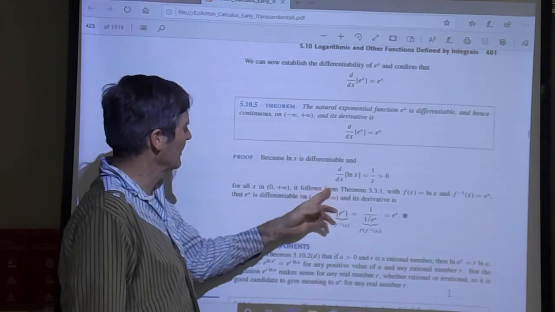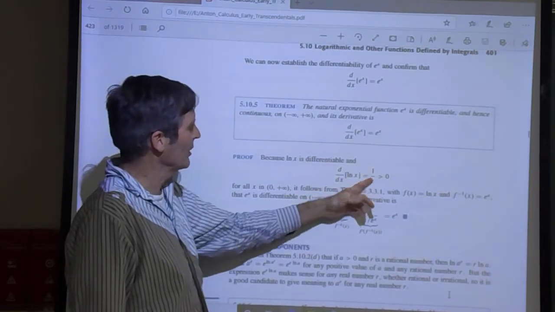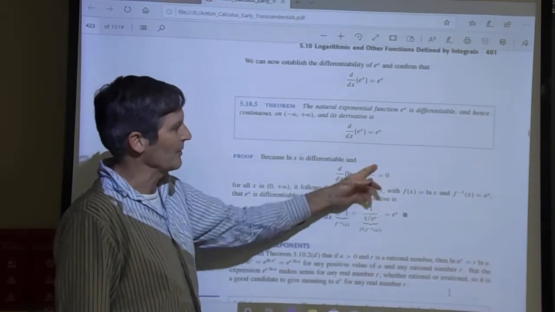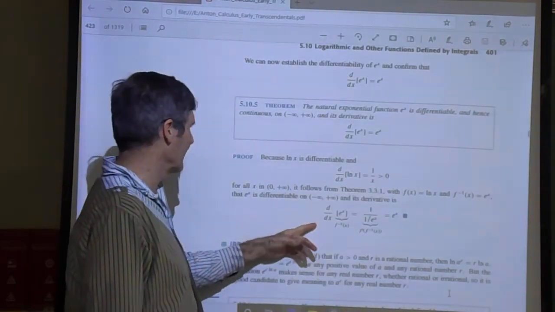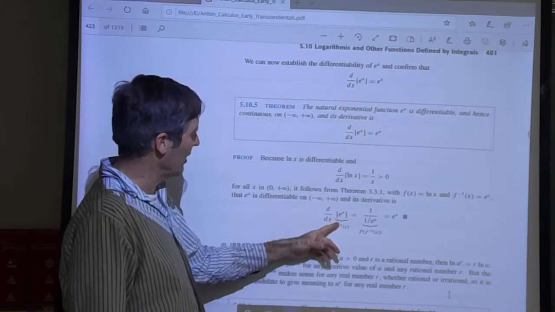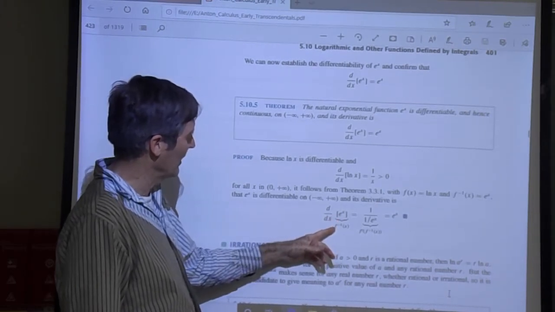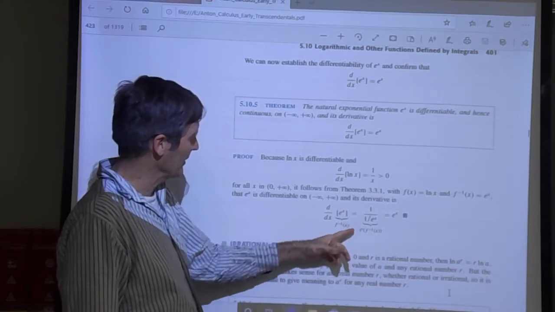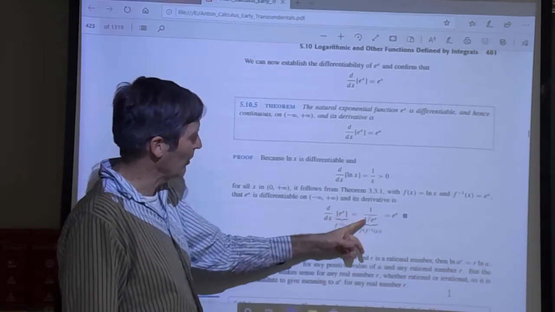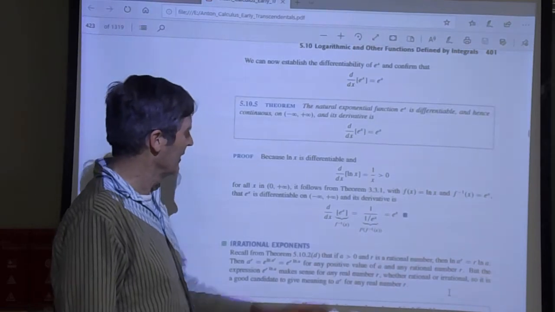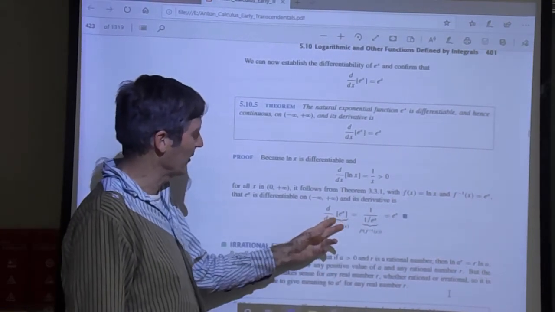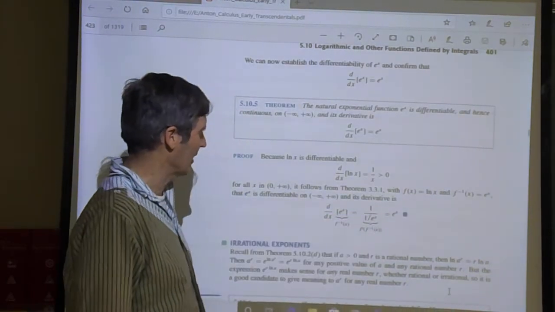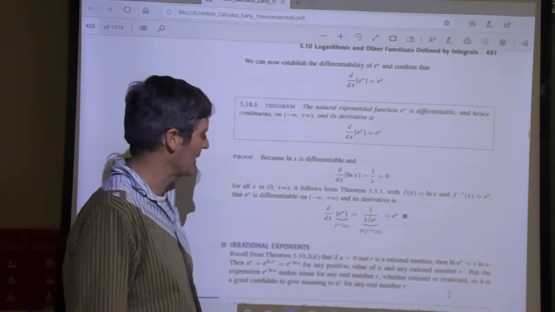Here's the proof. The derivative of ln x is 1 over x, which is positive, so the derivative is always positive, it's increasing. And then the derivative of e to the x, by our formula for the derivative of the inverse of the logarithm, becomes 1 over e to the x, and 1 over e to the x is just e to the x. You can prove easily the derivative of e to the x is e to the x with a short proof like that.